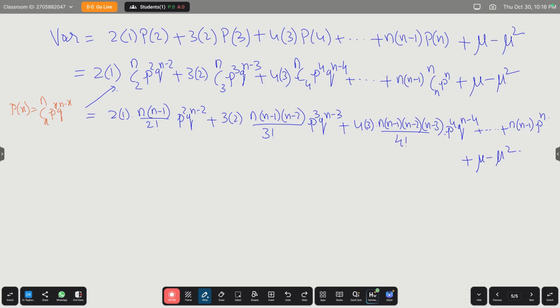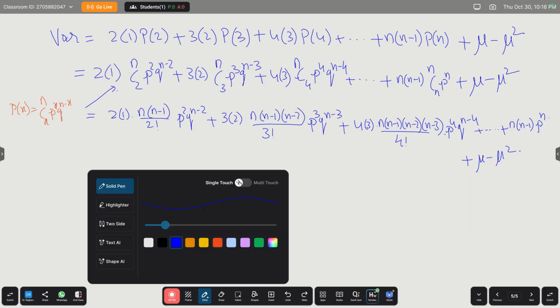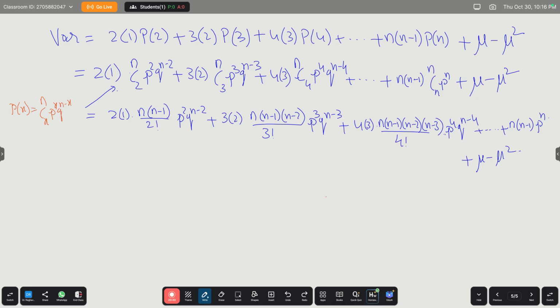So like we did in case of mean, let us try to cancel some terms. So this 2 into 1 will get cancelled with 2 factorial. So you will be left with 1 here. And 3 factorial is 3 into 2 into 1. So 3 into 2 will get cancelled. You will be left with 1 factorial here. 4 factorial is 4 into 3 into 2 into 1. So 4 into 3 will get cancelled and you will be left with 2 into 1.